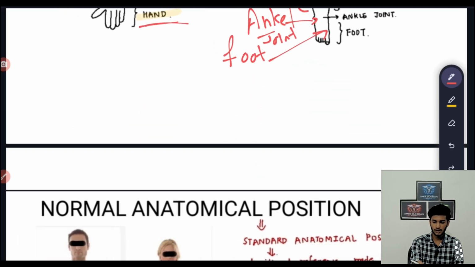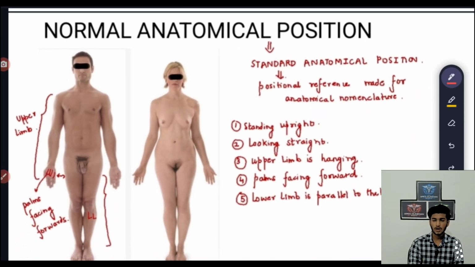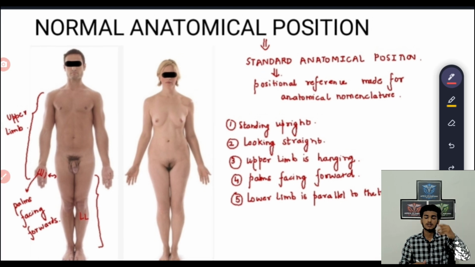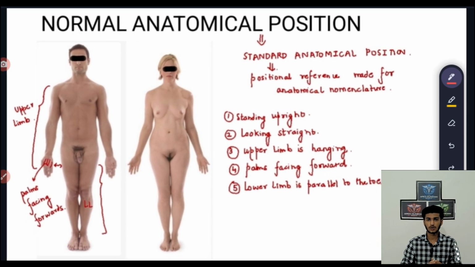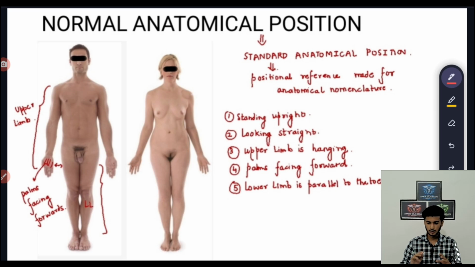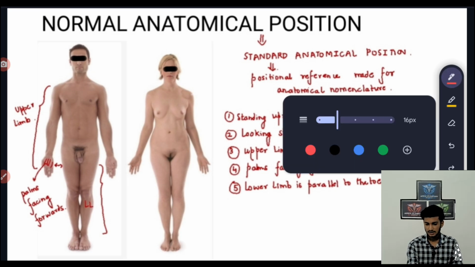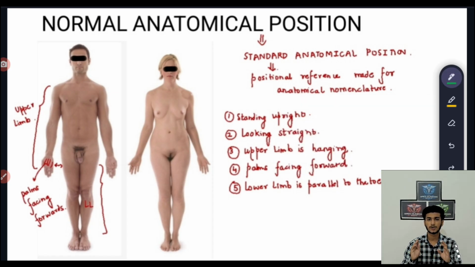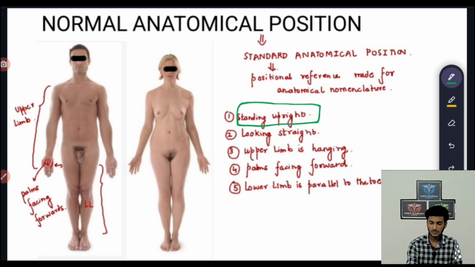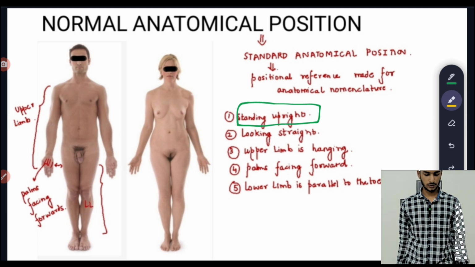Now we'll be moving on to the normal anatomical position. This normal anatomical position is also called the standard anatomical position. So the position has specific nomenclature. If the person is standing hitting all the points, then you can say that the person is standing in a normal anatomical position. So what is the first point? The person should be standing upright. The person should stand like this. He should stand fully upright.